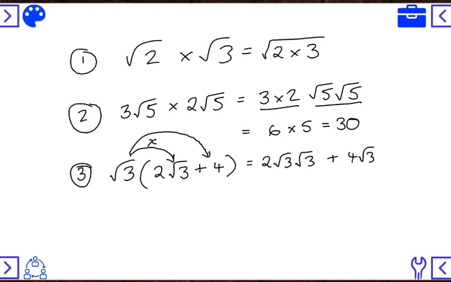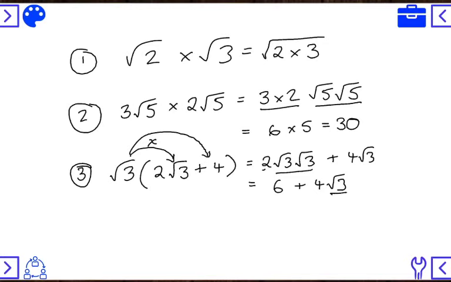So in this question, I can simplify this because root 3 times root 3 is 3, and 2 times 3 is 6, and 6 plus 4 root 3. I can't simplify this question anymore because this has root 3 in it, and the other term doesn't.